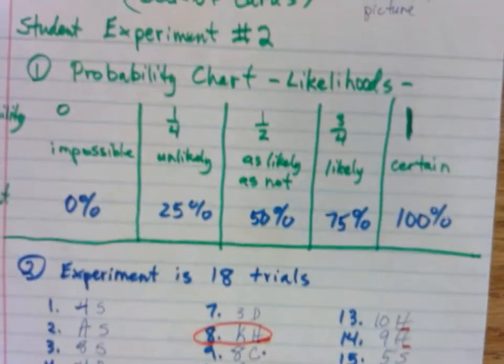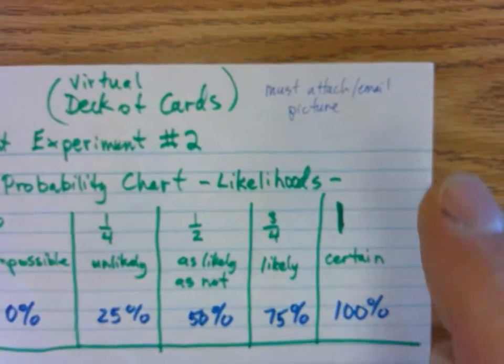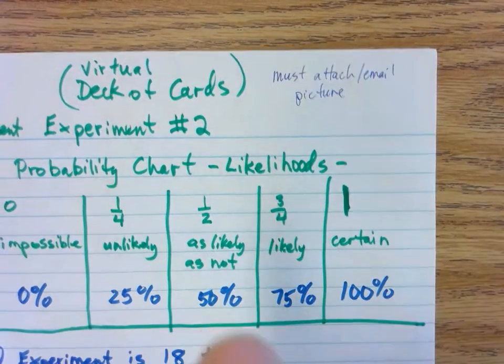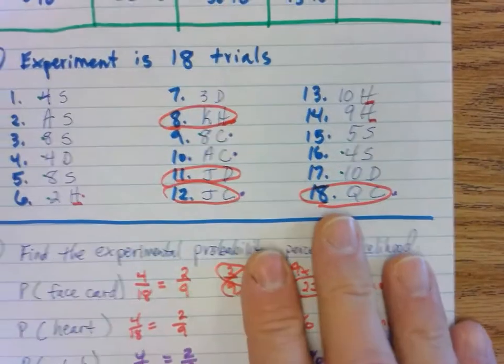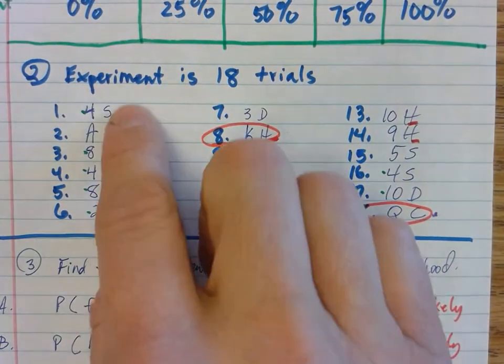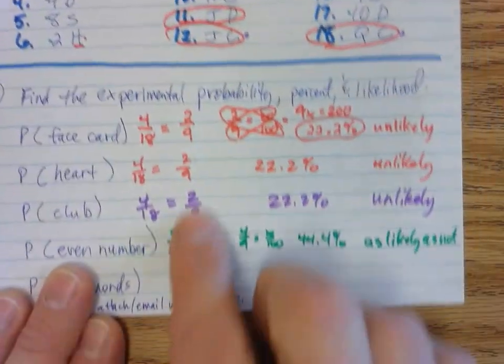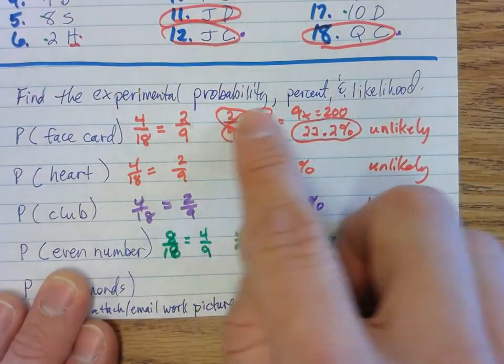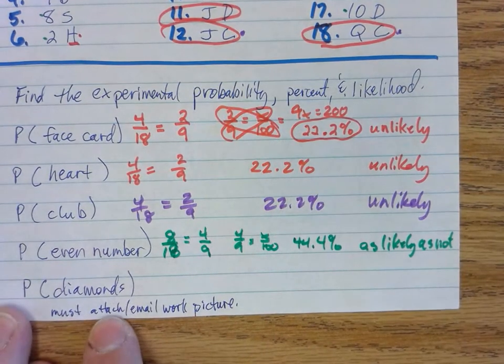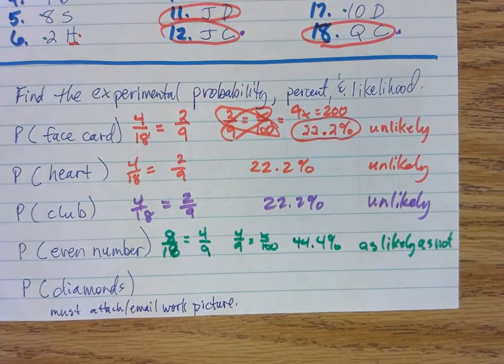And remember, I must have a picture. Attach your picture. Email your picture. Your results are not going to be like my results. My trials are going to be different than your trials. So make sure you write down all your trials and answer all your questions down here. Make sure you get the probability, the percent, and the likelihood. And make sure you attach the picture or email the picture, because there's not going to be anything for you to type any answers in today. I'm just going to look at your work pictures.